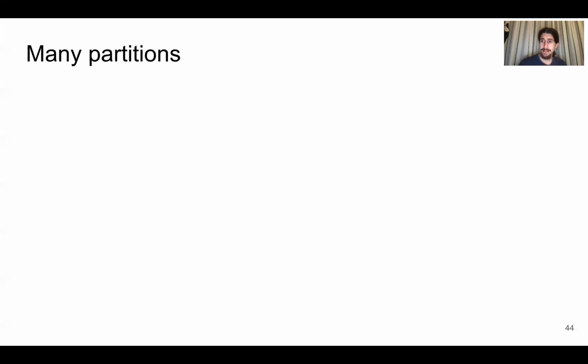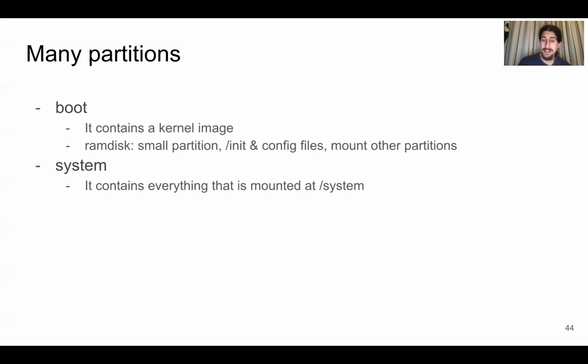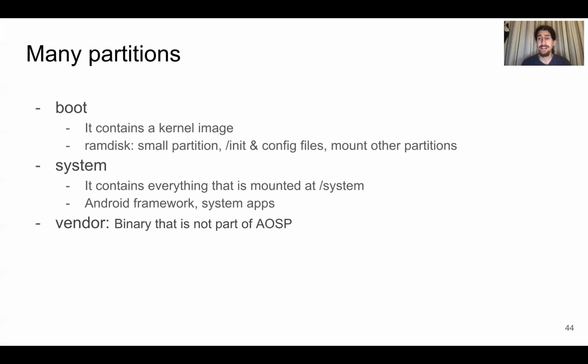Again, a bit of a deep dive into the partition things. We have the boot partition, which contains the kernel image and the RAM disk. It's a small partition with things useful to start everything. Then there is a system partition, which contains everything that is mounted under /system. This includes the Android framework itself and system applications. Then there is the vendor partition. This is not part of AOSP, the Android Open Source Project, and it's actually intuitive why. This is where the vendor customizations kick in, okay? That's not part of the Android Open Source Project.